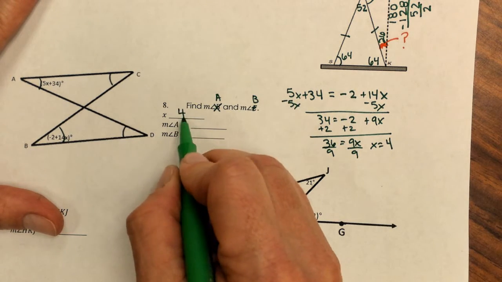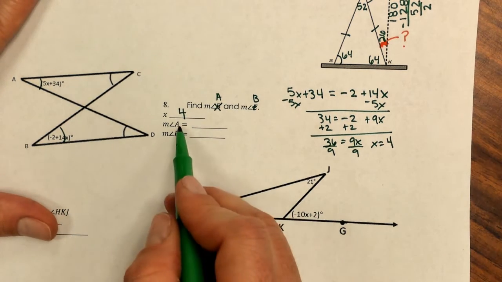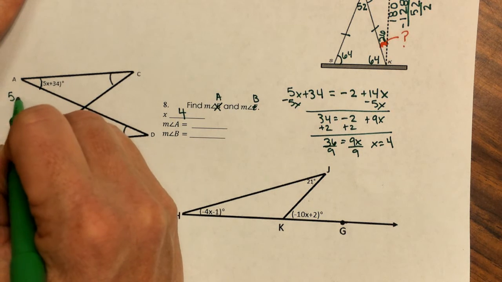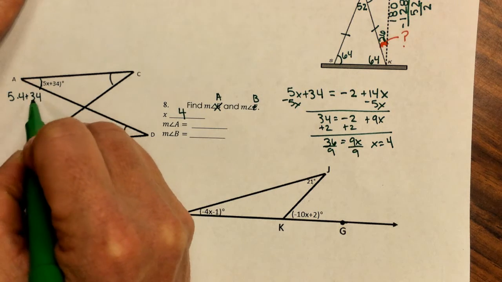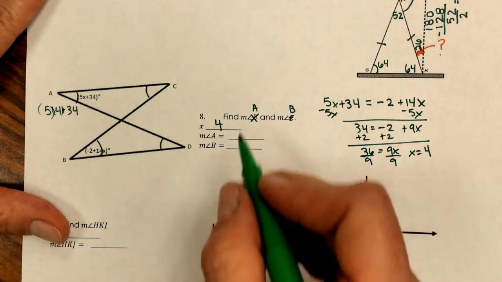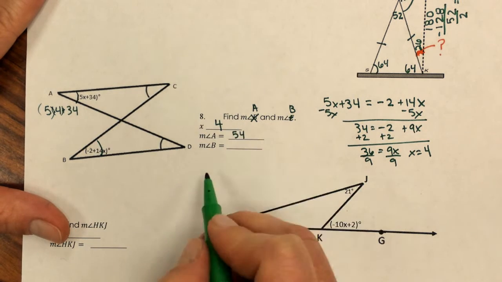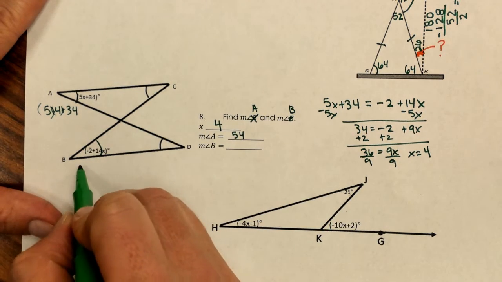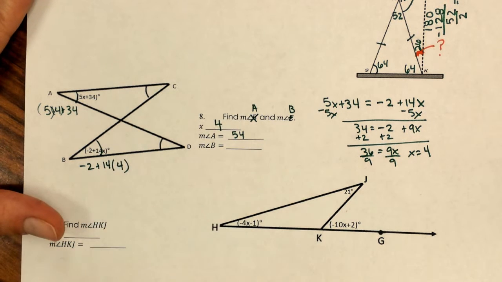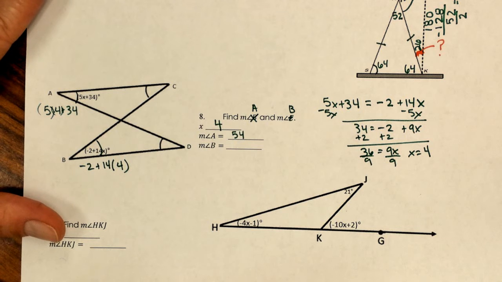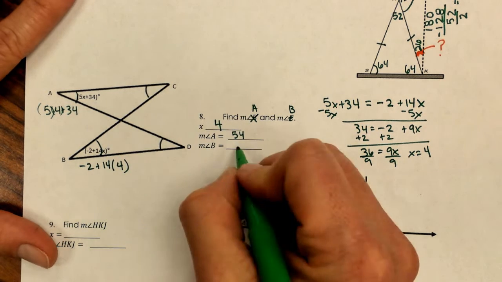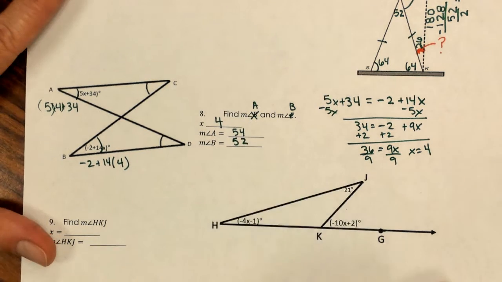So x equals 4. And then I'm plugging in to find A. So A is going to be 5 times 4 plus 34. So 5 times 4 is 20, and 20 and 34 is 54. And then I'm going to plug in here, so negative 2 plus 14 times 4. So 14 times 4 is 4 times 10 is 40, plus 16, so 56 minus 2 is 54.